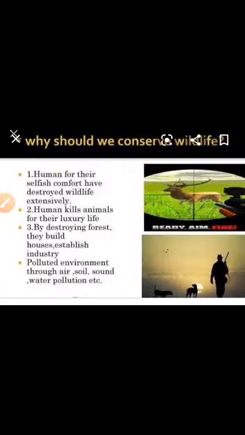For the conservation of wildlife, some wildlife sanctuaries are made. Why should we conserve wildlife? First, humans for their selfish comfort have destroyed wildlife extensively. Second, humans kill animals for their luxury life. Third, by destroying forests, they build houses and establish industry. Fourth, they pollute the environment through air, soil, sound, water pollution, etc.